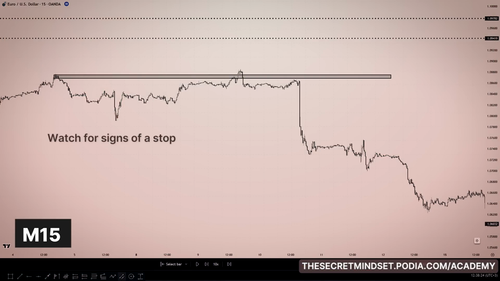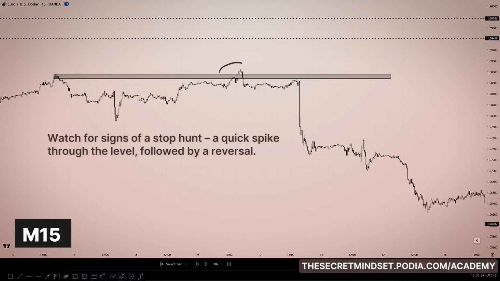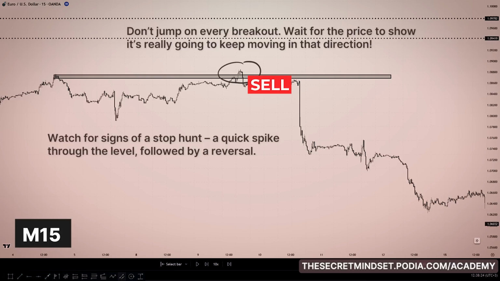Watch for signs of a stop hunt, a quick spike through the level, followed by a reversal. If you see this, get ready to enter a trade in the direction of the reversal. Also, don't jump on every breakout. Wait for the price to show it's really going to keep moving in that direction.